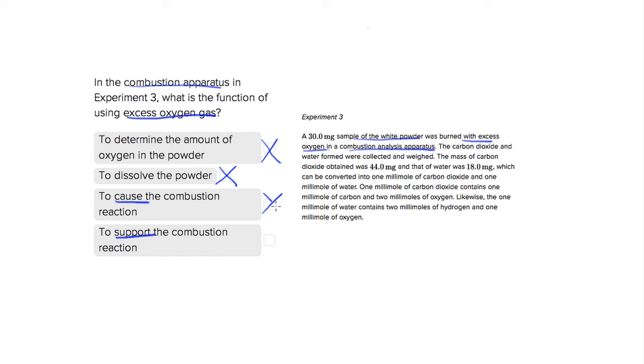So we want to go with the choice that's not as strong. So it probably supports it because it's being burned with the white powder. So choice 4 is less extreme, and it's thus our right answer.